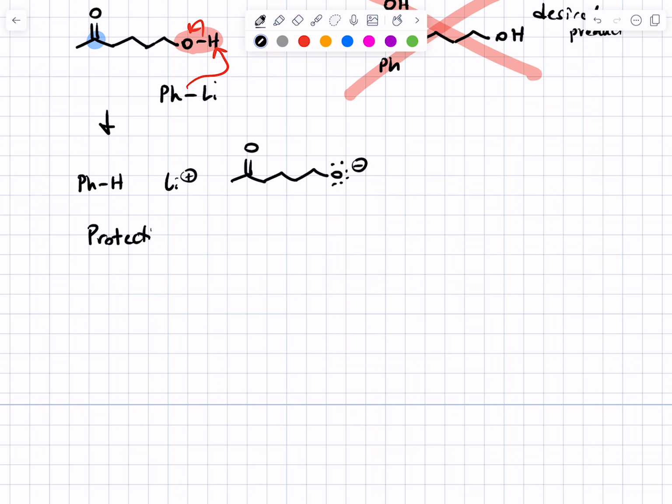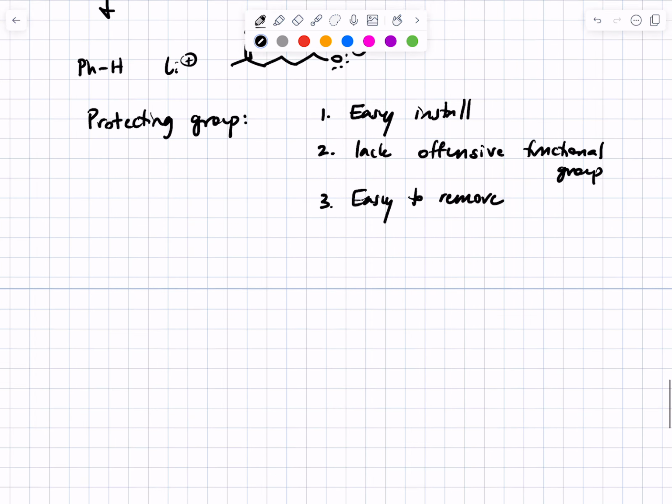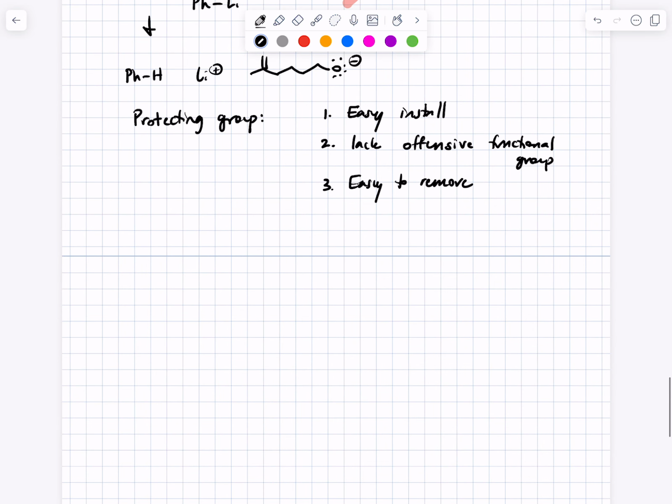So the protecting group strategy involves 3 simple criteria. First, it has to be easy to install. That means fast and 100% yield. Second, it has to lack the offensive functional group, in this case, the acidic proton. And then finally, it has to be easy to remove. So let me just illustrate for you in the last couple of minutes how you could envision doing this.